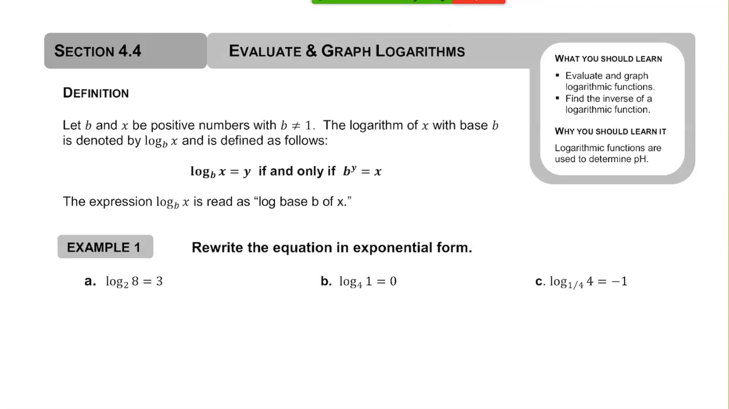So logarithms were first brought to us by this guy named John Napier. He was a Scottish mathematician. And he actually first created them sort of as a cheat sheet. It was like a list of multiplied big numbers, and those are kind of logarithms.